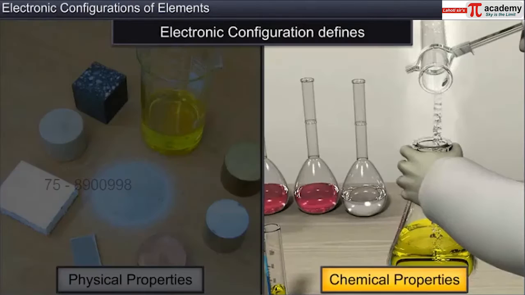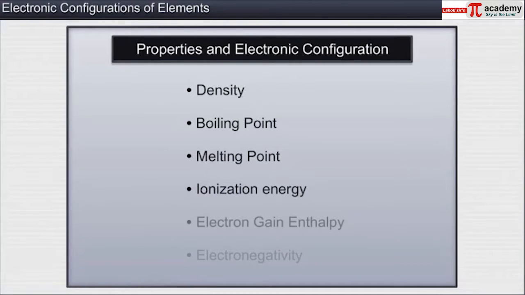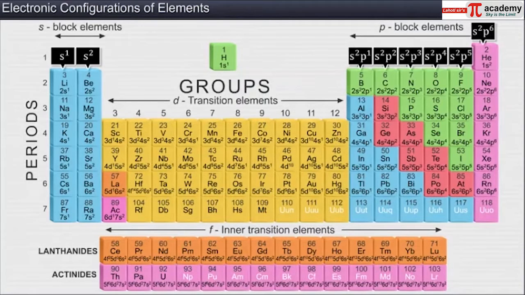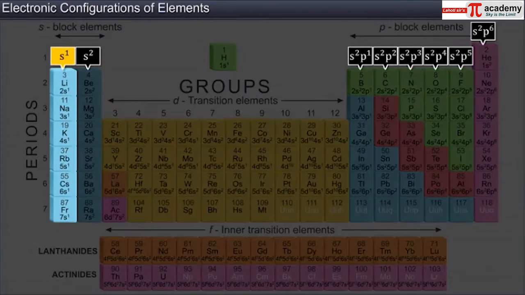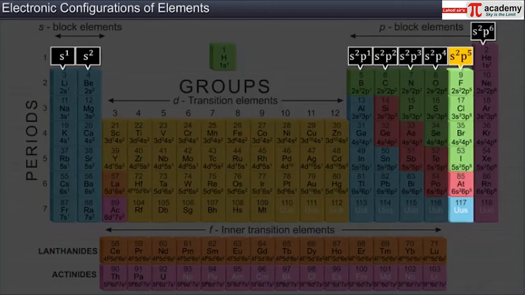Likewise, the other physical and chemical properties of elements, such as density, boiling and melting points, ionization energy, electron gain enthalpy, and electronegativity, also depend on their electronic configuration. These physical and chemical properties repeat periodically for elements having the same electronic configuration in their outermost shell, a trend that can be seen across the elements belonging to the same group in the long form of periodic table.